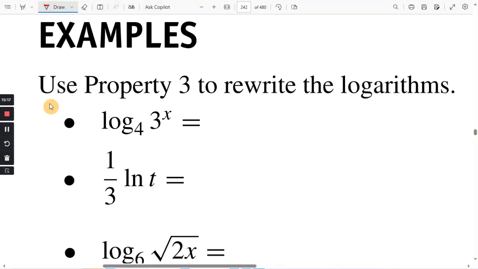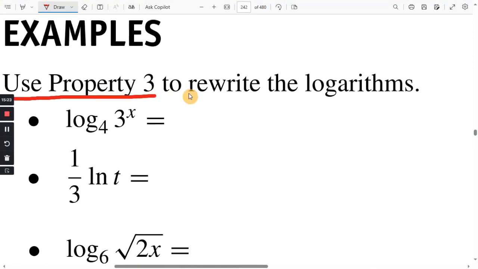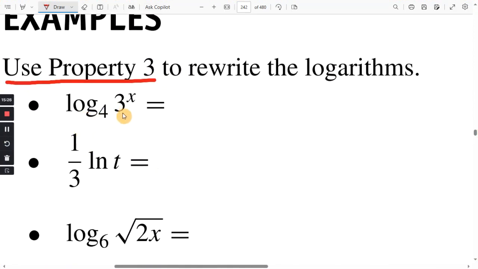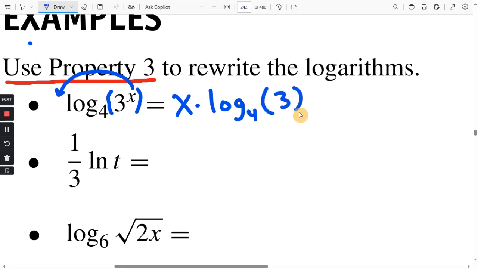All right, last set of examples, we are going to be using property 3. Here we have log base 4 of 3 to the x. Pretty simple. We said before, you just take the exponent. This is the argument, 3 to the power of x. On the log, you just take that x and move it out front. So it's going to be x times log base 4 of 3. And that's it.